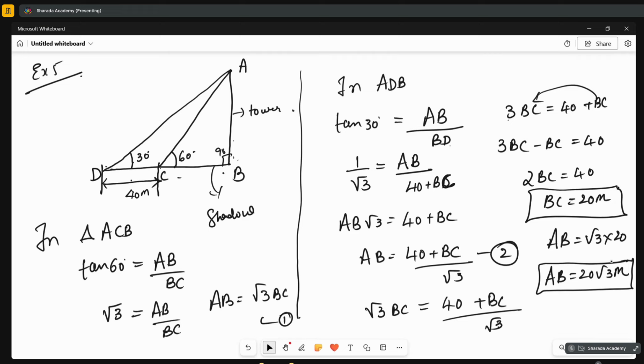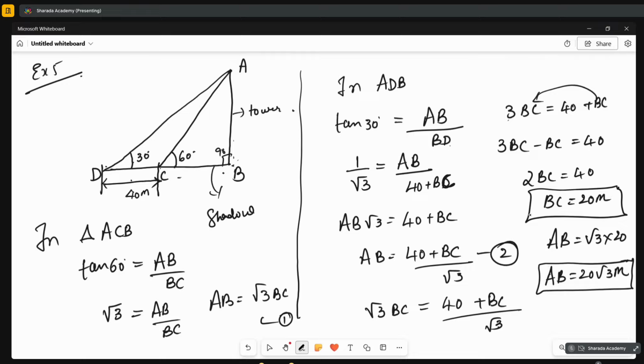And since it will be a 5 mark question, just write a few lines like that. AB is the height of the tower. The angle of elevation at 60 degree, then the shadow is BC, whereas the angle of elevation at 30 degree, the shadow is BD. Write a few lines, and then at the end write the conclusion.